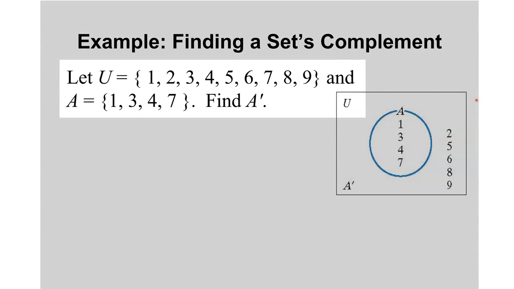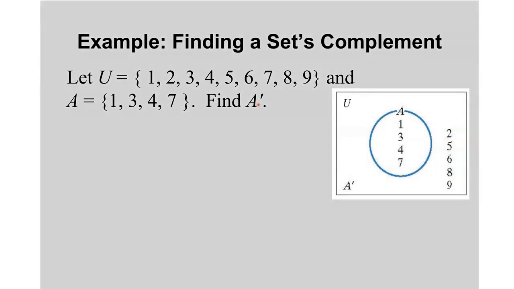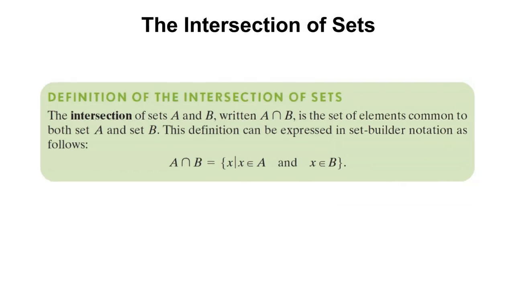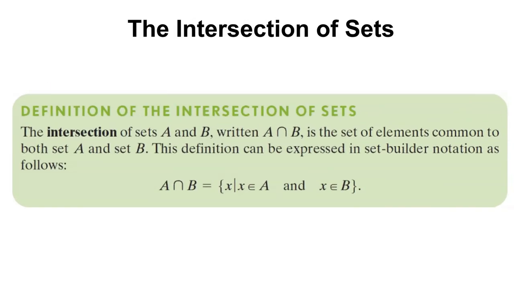Now let's consider the following example. Given this universal set, which is the set containing 1, 2, 3, 4, 5, 6, 7, 8, 9, and set A to be the set containing 1, 3, 4, 7, we want to find the complement of A. So the complement of A are the elements outside of this circle A here. And the elements are 2, 5, 6, 8, and 9.